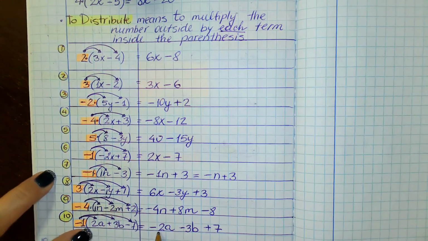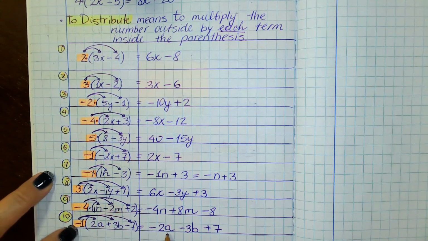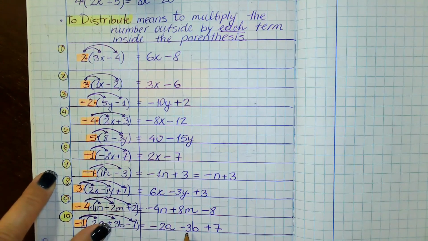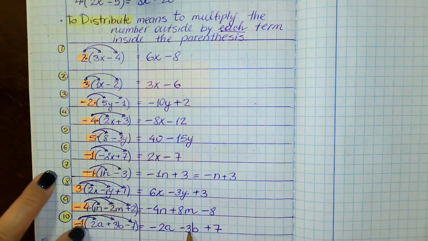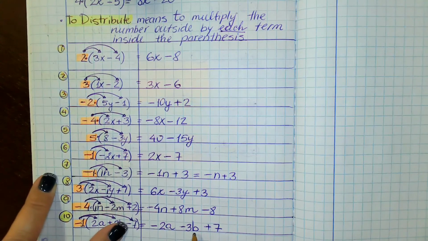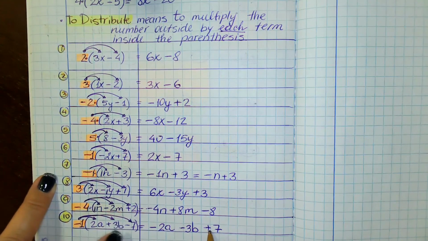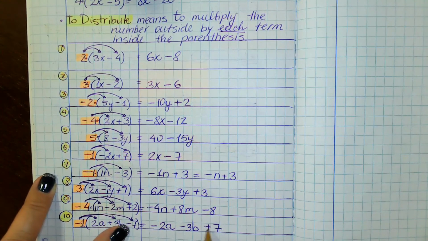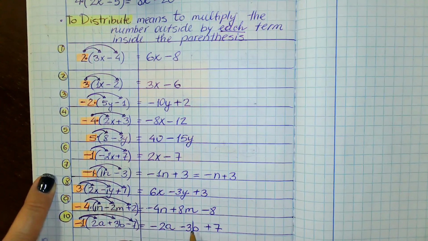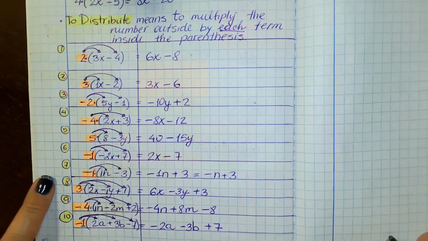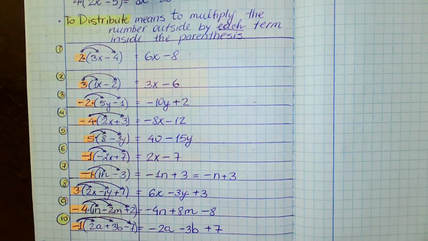Negative times positive, negative 2a. Negative 1 times positive 3, negative times positive is negative 3b. Negative 1 times negative 7, negative times negative is positive 7. So we have an a term, a b term, and a constant for the final answer.